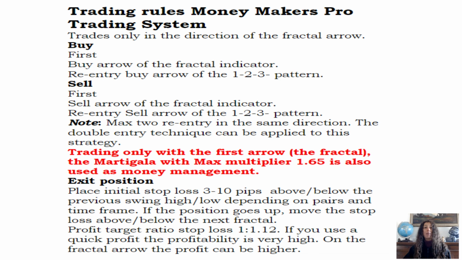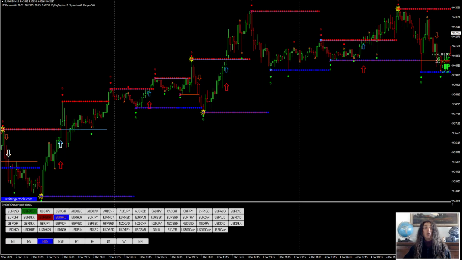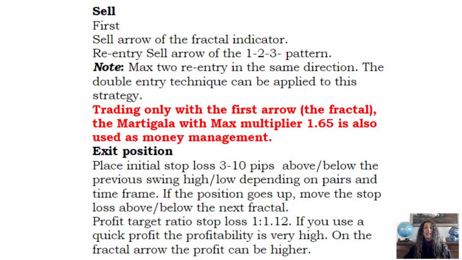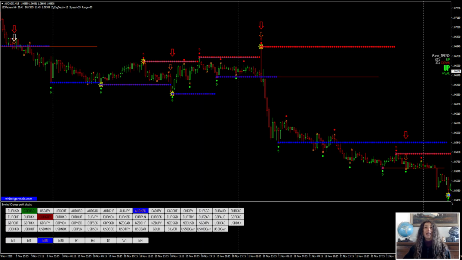Trading rules, MoneyMake's Pro Trading System. Trades only in the direction of the fractal arrow. Buy: first, buy arrow of the fractal indicator. Re-entry by arrow of the 1, 2, 3 pattern. Sell: first, sell arrow of the fractal indicator. Re-entry sell arrow of the 1, 2, 3 pattern. Note, max one re-entry in the same direction.